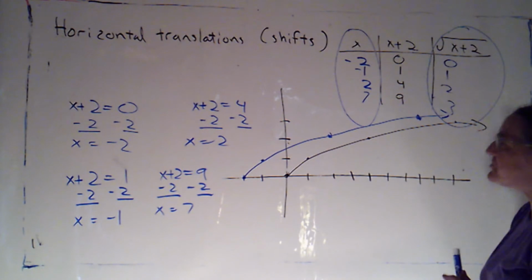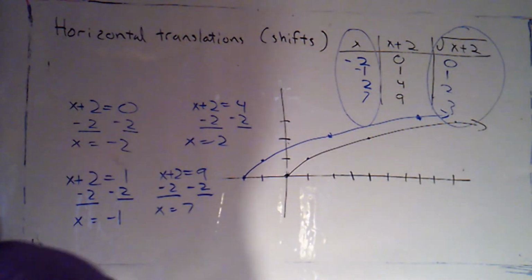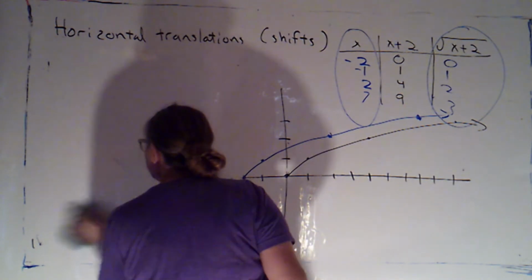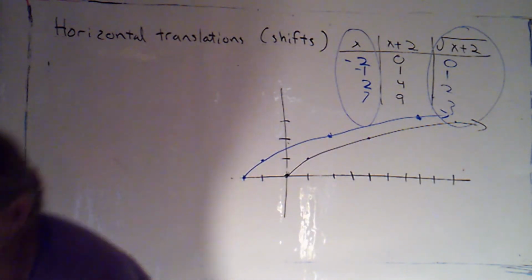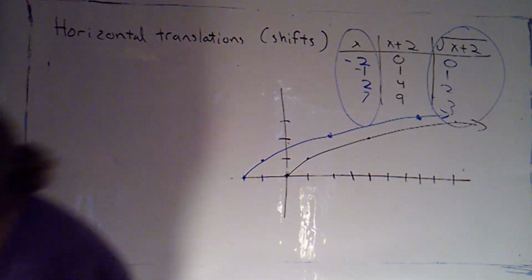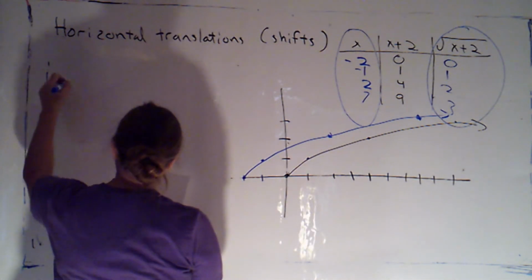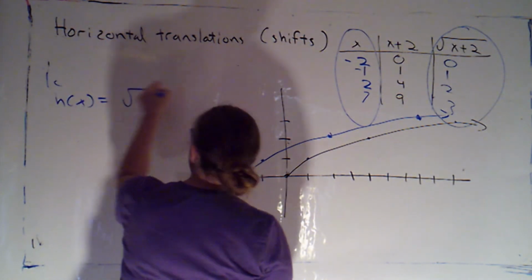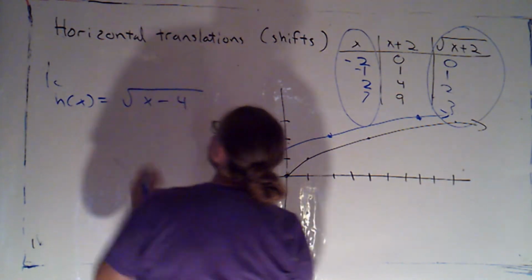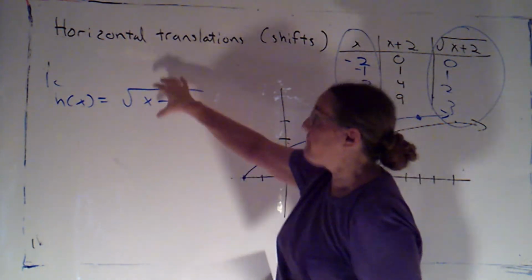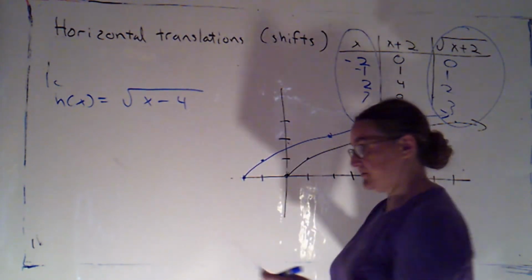Okay, so I want you folks to do part C. So part C, you're going to be sketching, let's see, where did I put it? Here we go, 1C. You're going to be sketching h of x, which is the square root of x minus 4. So we're subtracting a number, and again, we're doing it before we plug into the square root function.